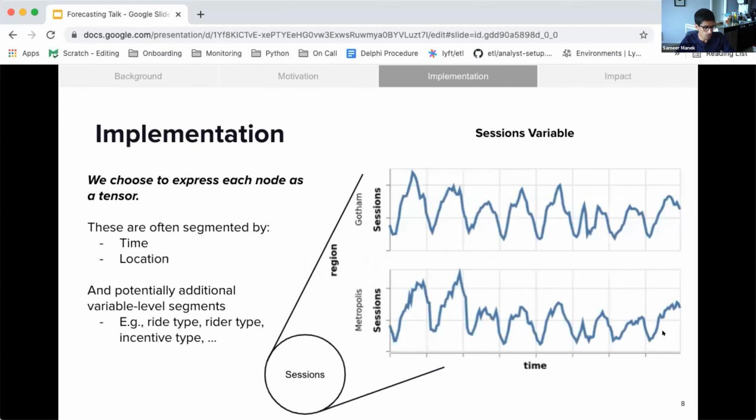Cool. Now, going into the technical side of the implementation, we chose to implement each node as a tensor, just a high-dimensional matrix. The reason for this is that it allows us to be a little bit more flexible than any alternative. For example, we can express sessions as a tensor that's segmented by time and location. Sessions being a measure of rider demand can be useful when we treat it as a time series. Other variables, for example, some of the driver incentives might need to be segmented a little bit differently by, say, incentive type, time, and location.